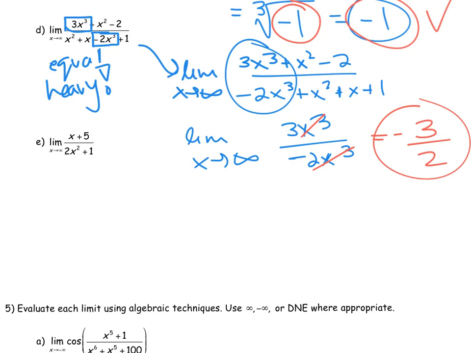All right, guys, and there's your final answer for letter D. So again, I saw that this is equal heavy. Be careful, this was not written in the correct order. So I rewrote it. We know that these terms are insignificant here.